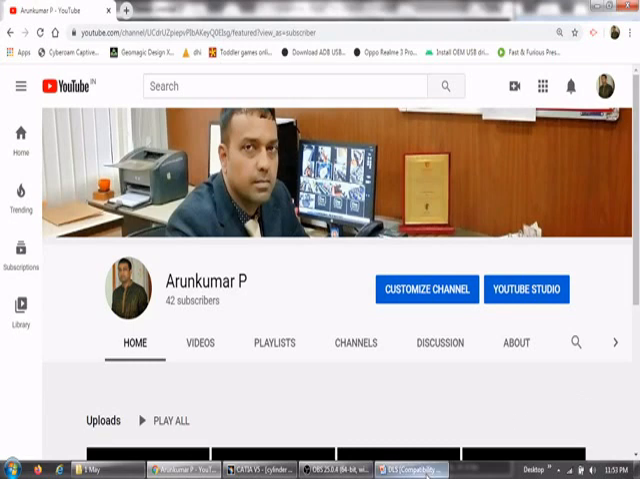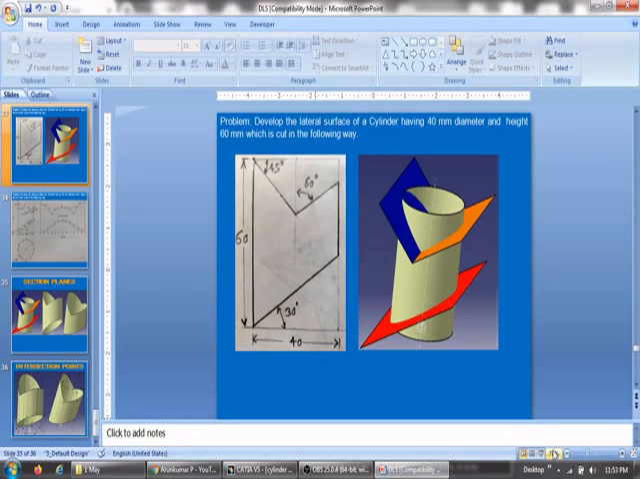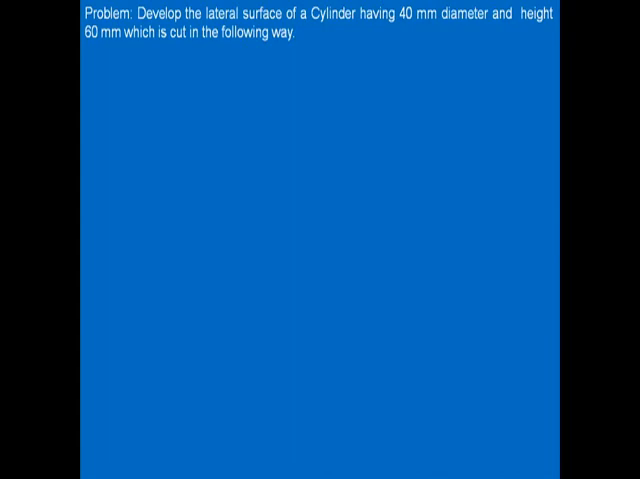Today we'll be taking a problem which involves a cylinder, and this cylinder is cut by section planes. There are multiple section planes or cutting planes which cut the cylinder on the top portion and the lower portion, and you need to draw the development of the portion that is left in between. So we'll use the parallel line method and solve this particular problem.